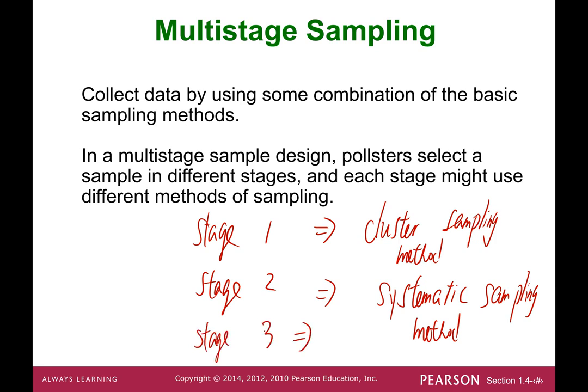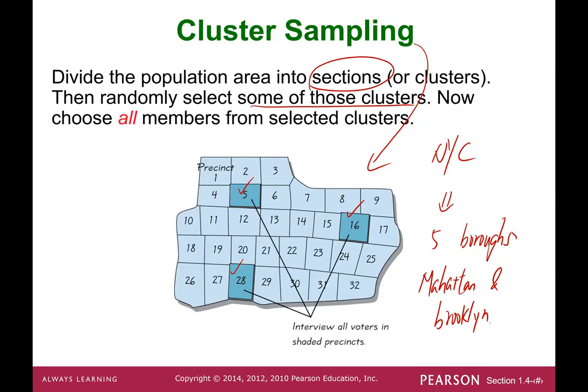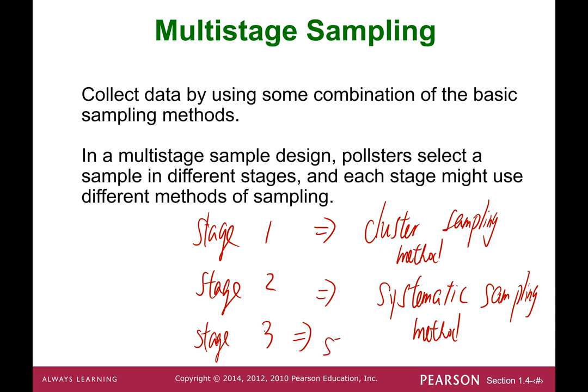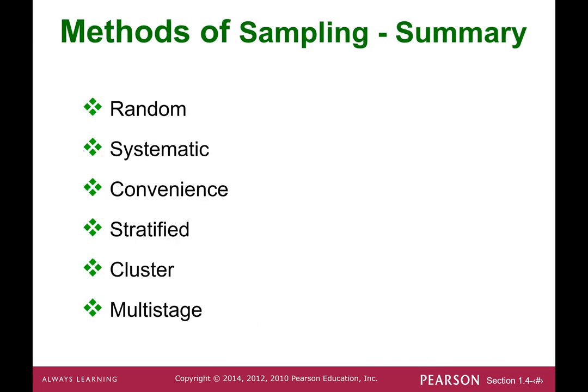Stage 3, maybe you're picking the stratified sampling method. So it totally depends on your research objective. And definitely you can use different sampling methods to conduct a research study.